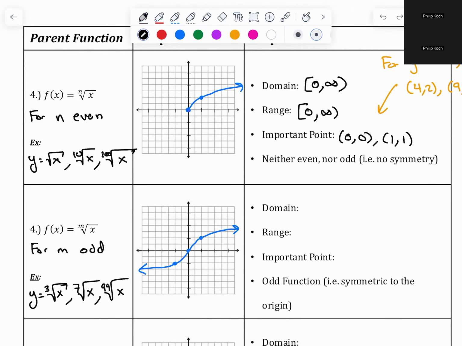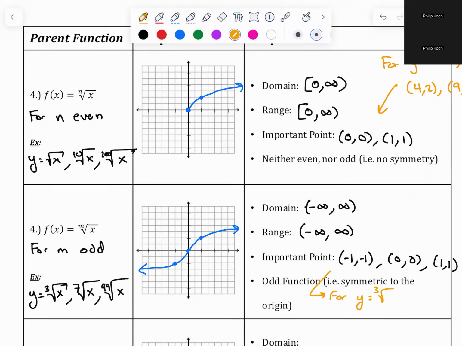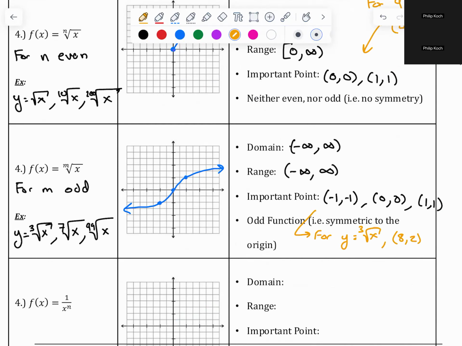The domain of these functions is all real numbers. The range of this function is all real numbers, though it does take a while for it to get to negative infinity and positive infinity, but either way. And then the important points are (-1, -1), (0, 0), (1, 1). And if you're dealing with the cube root, especially for y equals the cube root of x, you also have (8, 2) and (-8, -2).